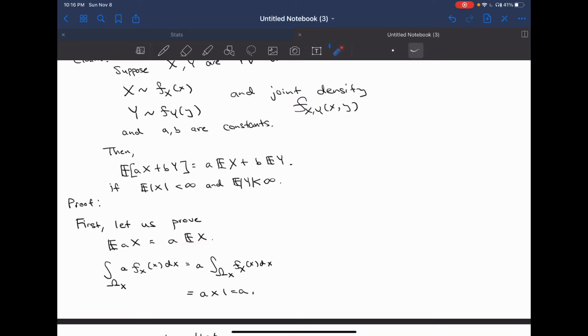So by definition of expectation, this is actually just the integral over the sample space of X of a times x times f of x dx. Right, and by using the property of linearity of integration, we can pull out this constant a outside, like we did here, and we're left with a times this integral. But this integral is the integral over the density function, which integrates to 1. So this is just a times 1, which is a.